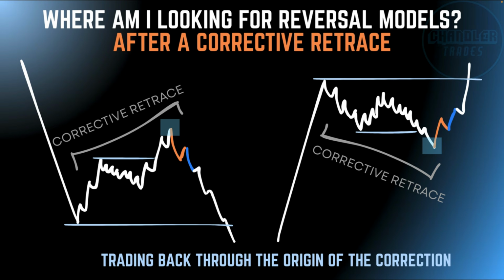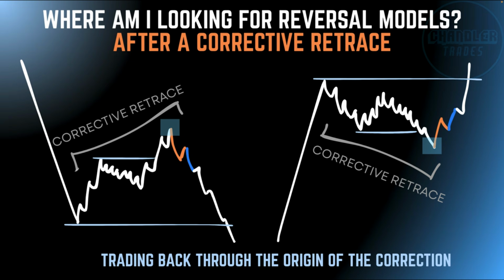So where am I looking for these reversal models to occur? Obviously, reversals occur all over the place. So I'm very specific about where I look and where I look to participate. And the answer is going to be after a corrective retrace. Now, in wave theory, we can categorize moves by impulsive action or corrective action. Essentially, impulsive moves are aggressive trending moves, authentic trend, where buyers or sellers are in firm control of the situation. Corrective moves are passive, they're weak, they're overlapping.